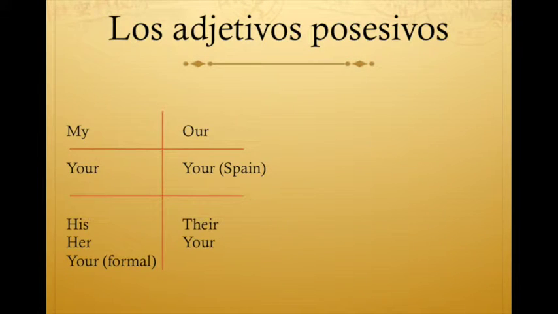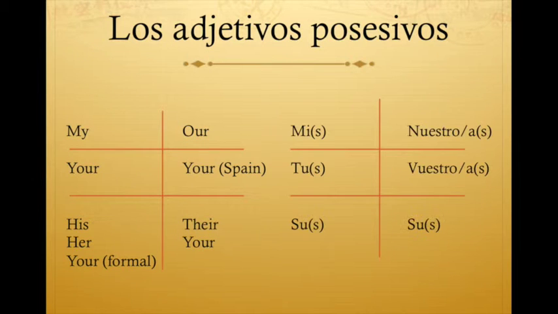The possessive adjectives in English, as they would translate from Spanish, are my, your, his, her, our, your, meaning plural, like "your guys" or "you all," and then finally their. In Spanish, they translate to the following: mi, tu, su, nuestro, vuestro, su.